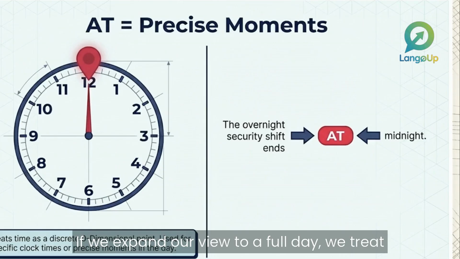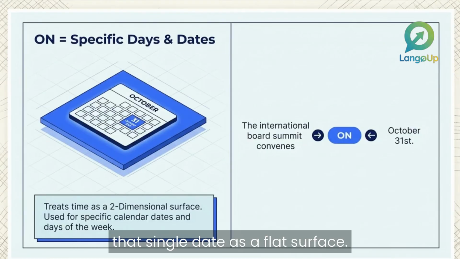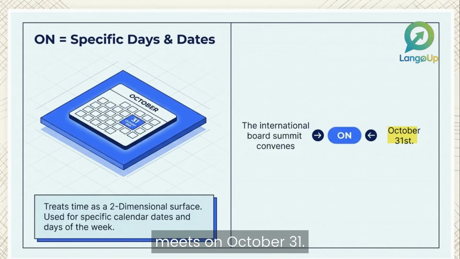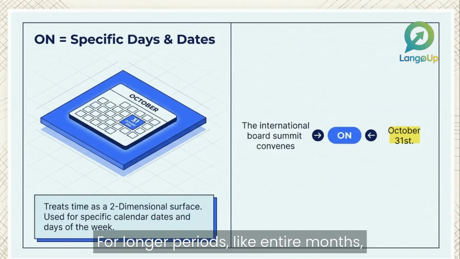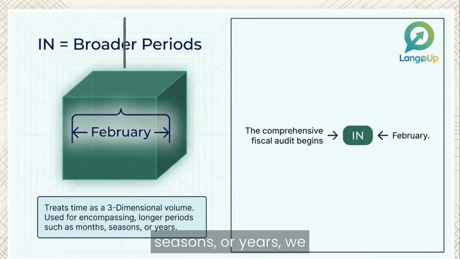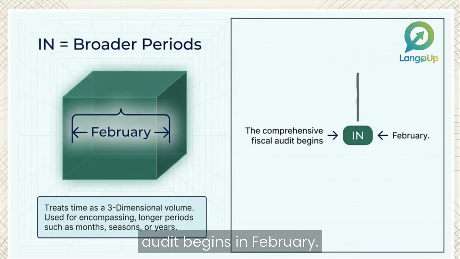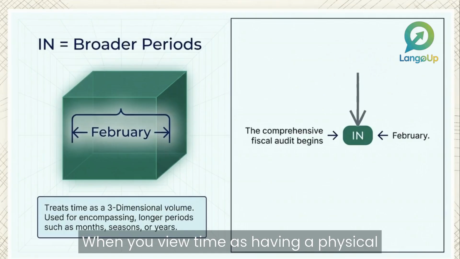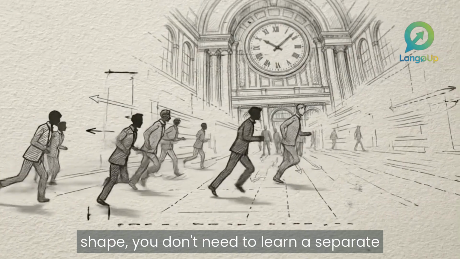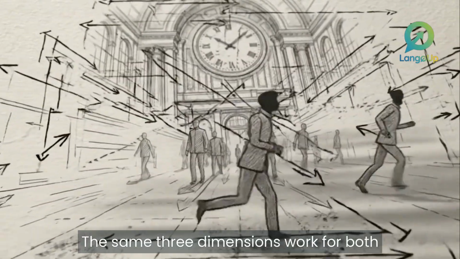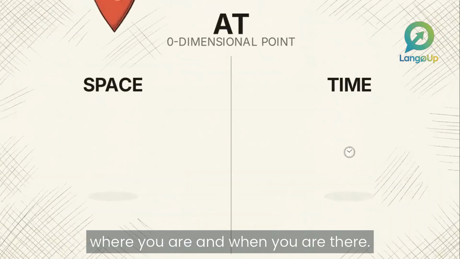If we expand our view to a full day, we treat that single date as a flat surface. We use on for specific calendar days, like saying a board summit meets on October 31st. For longer periods, like entire months, seasons, or years, we treat them as large volumes. We place events inside these time containers, like saying an audit begins in February. When you view time as having a physical shape, you don't need to learn a separate set of rules for your schedule. The same 3 dimensions work for both where you are and when you are there.